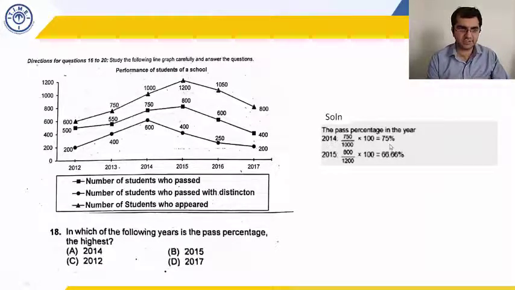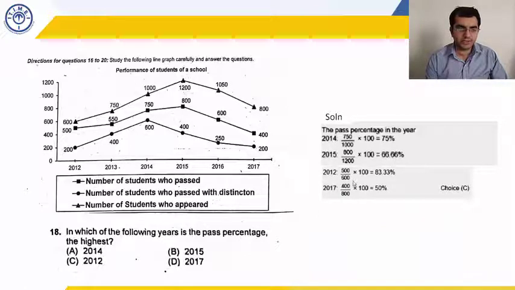That's 75%. 2015, out of 1,200, 800 passed. That's 66.66%. 2012, out of 600, 500 passed. That's 83.33%. And 2017, out of 800, 400 passed. That's 50%. So the answer will be 2012, choice number C. And it is as we predicted. We were able to do this without calculating it.